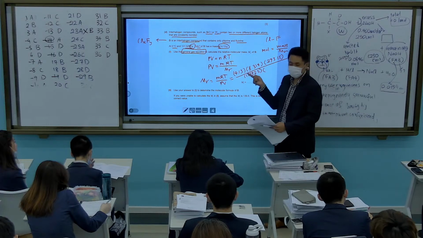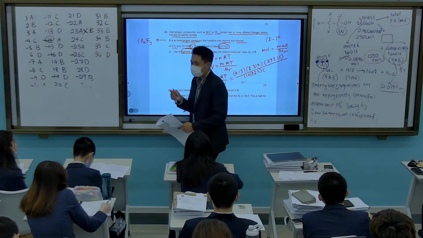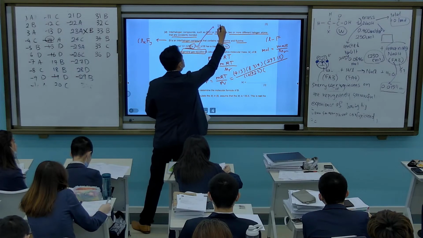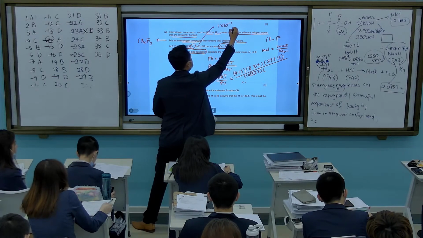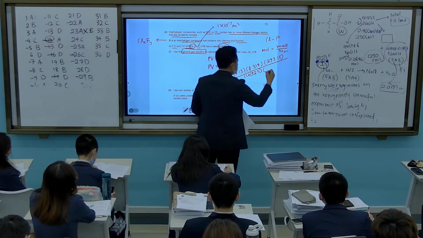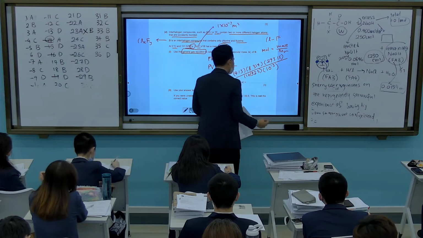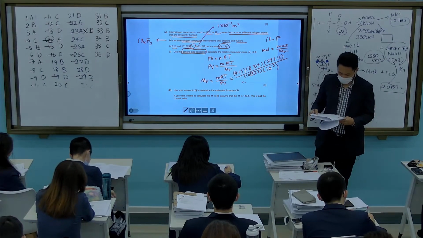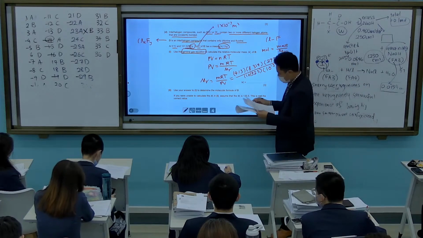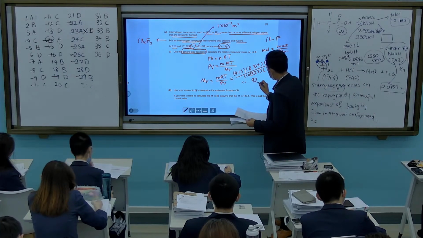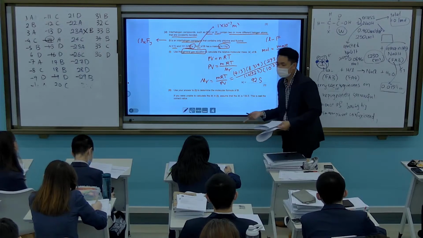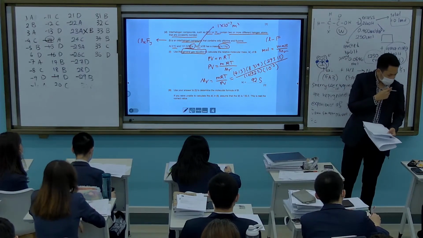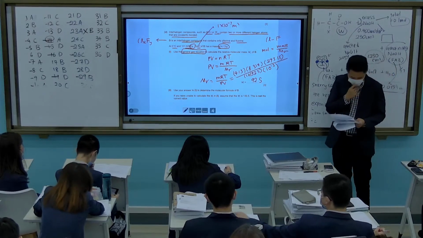The volume here, do we use dm cubed? Yes or no? We use meter cubed, so this one here you need to change: 1 times 10 to the power of minus 3 meter cubed. So now when you key in the values, you are supposed to get the Mr of 92.4 or 92.5, around this value. Do you get this value, for those who did it? Okay, good.